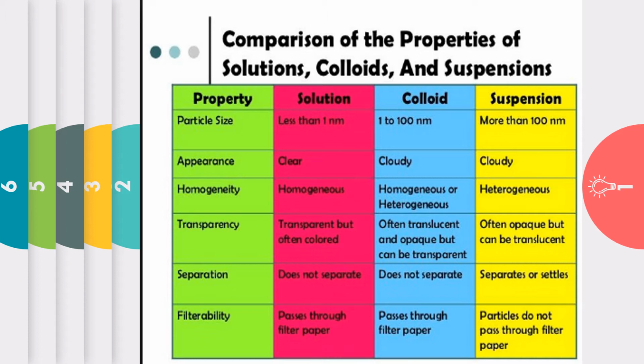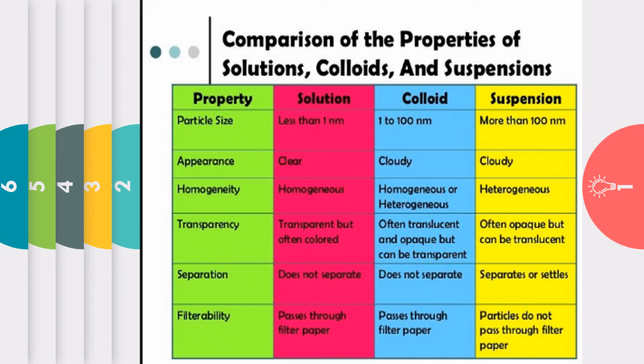Appearance. Solution, it's clear. Colloid, it's cloudy. Suspensions, it's cloudy. Homogeneity. Solutions, it's homogeneous. Colloid, it's homogeneous or heterogeneous. Suspensions, it's heterogeneous. Transparency, solution, transparent but often colored.